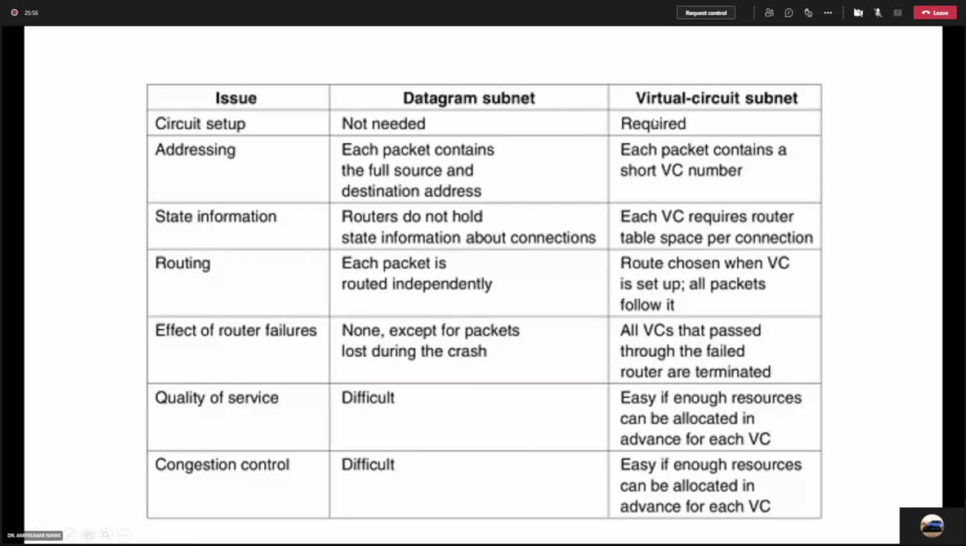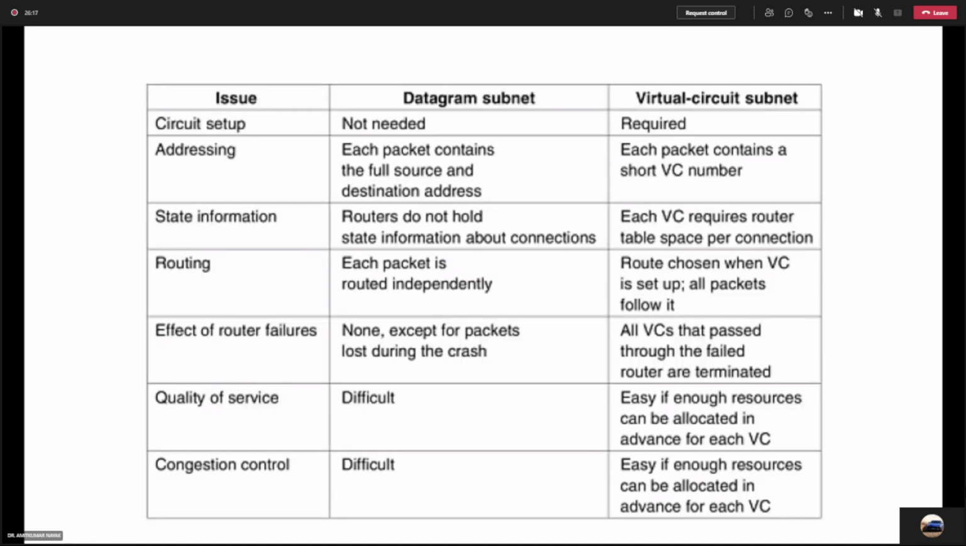Datagram subnet and virtual circuit subnet. You are requested to write the difference in your notebook. You can write the difference, and later on you have to explain to me at least 2 or 3 points with the help of which we can compare datagram and virtual circuit subnet. So please listen to me carefully.